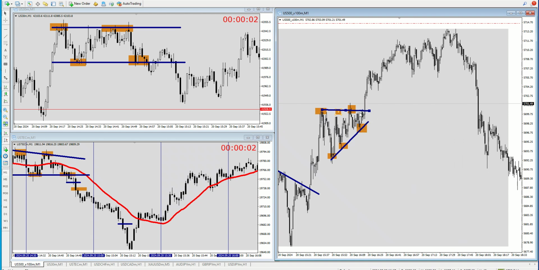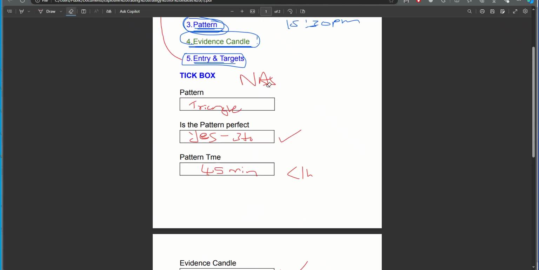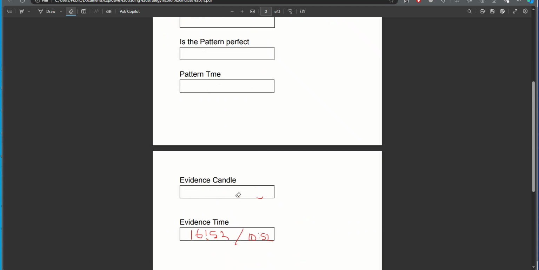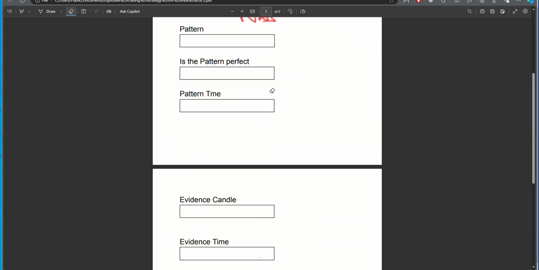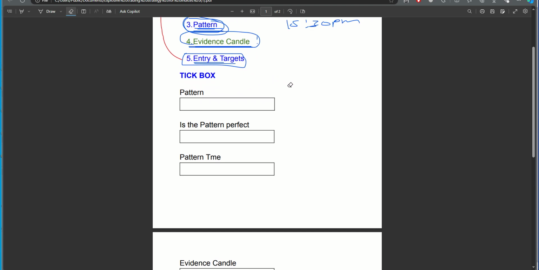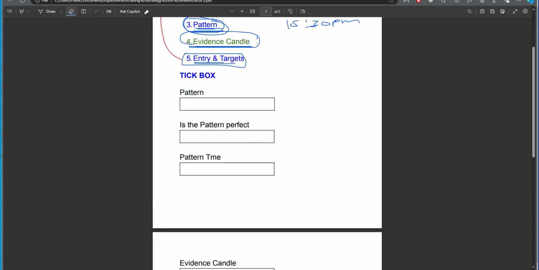Okay, let's go to the checkbox, because this is something I want you to get used to. I told you, send me an email, I'll send you this. unknowntrader24@gmail.com. Send me an email requesting the tick box. It has the criteria as well. I'll give it to you, but it's nothing fancy, anybody can do it.